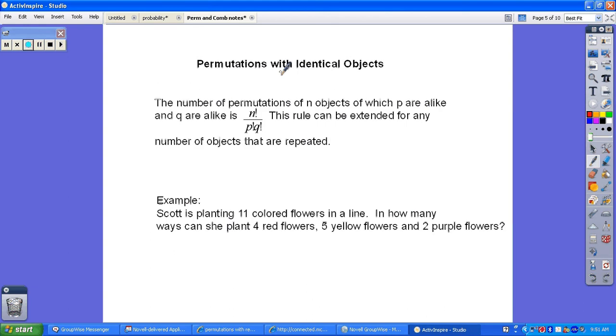All right, so we have permutations with identical objects. Here you have the number of permutations of n objects of which p are alike and q are different. Notice that you're just dealing with the repeats, and you literally can have several things across the bottom. That's what they mean when they say the rule can be extended. You can have several objects that repeat.